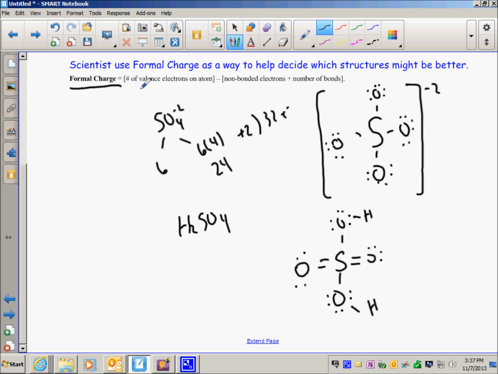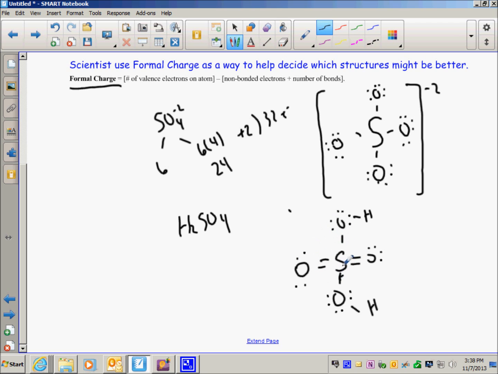You'd say the number of valence electrons of an atom, and you could do formal charge for every individual atom, and then you would subtract the non-bonded electrons, so this guy has none, and the number of bonds, and therefore 1, 2, 3, 4, 5, 6. So this is not something you can measure in a lab. It's a man-made calculation that allows us to look for the more stable configuration.